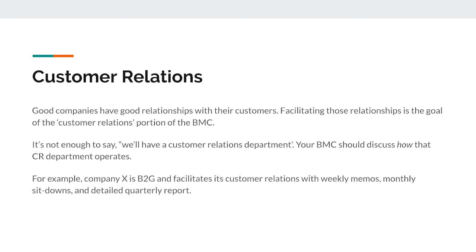So it's not enough to say that we'll have a customer relations department. We'll have someone working on this. Like, oh yeah, Terry in the back, he's talking to Joey from Wisconsin or whatever. Your business model canvas should discuss how your CR department operates. What are they doing in order to facilitate those relationships? Why is that effective? Why are you doing this?